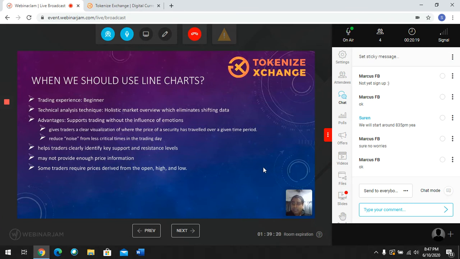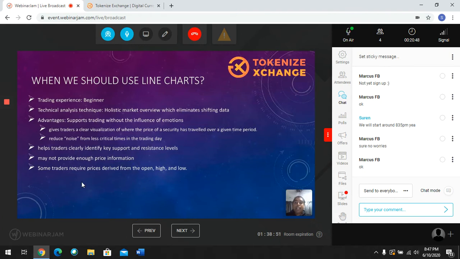All right. And line charts help traders clearly identify key support and resistance levels. So through line charts, you can basically understand where the support and the resistance are. But it may not provide enough price information. So solely depending on line charts to do day trading is possible, but it's not enough.